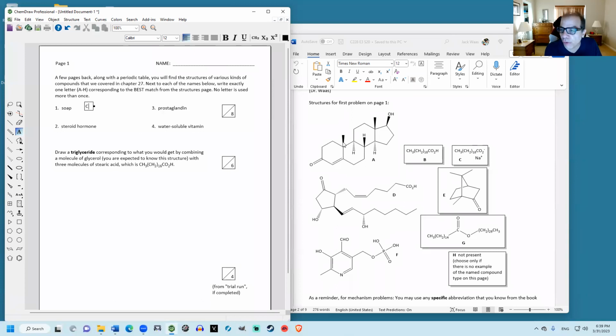Well, this is only one group. There's a double bond at the other carbon. So there is no cis or trans distinction. So this is not a bile salt. This is a steroid hormone. And the correct answer for steroid hormone is A. Prostaglandin. In class, we said that a prostaglandin kind of looks like a fatty acid, except there's a 5-membered ring fused in the middle of it. And so D is our prostaglandin.